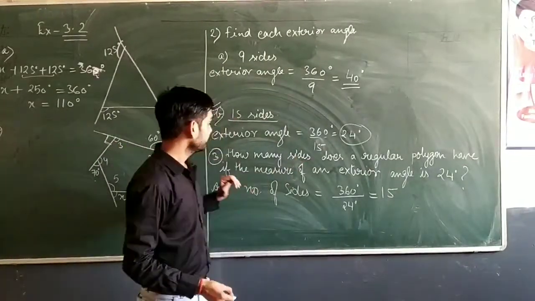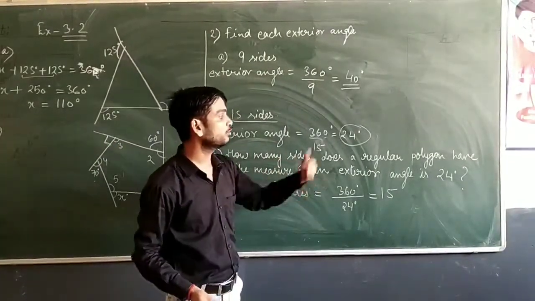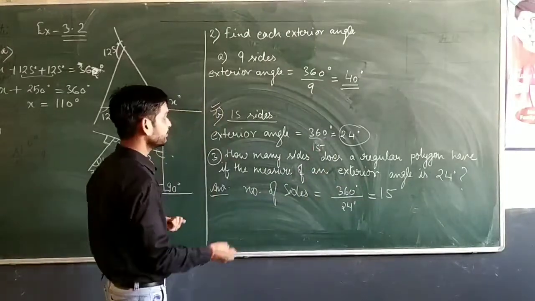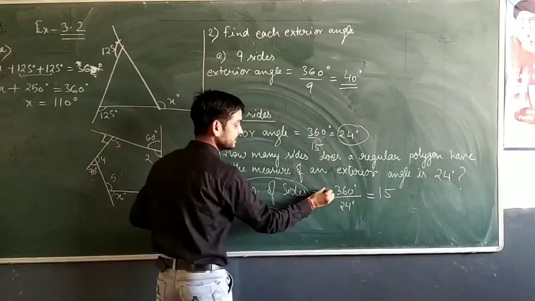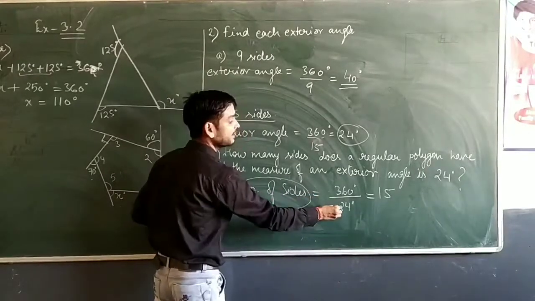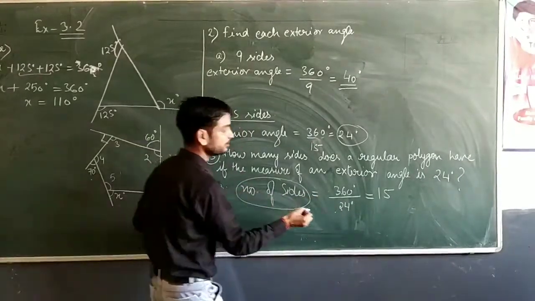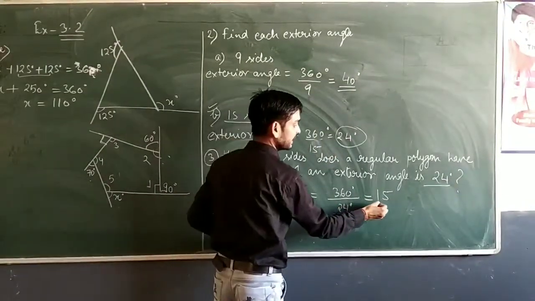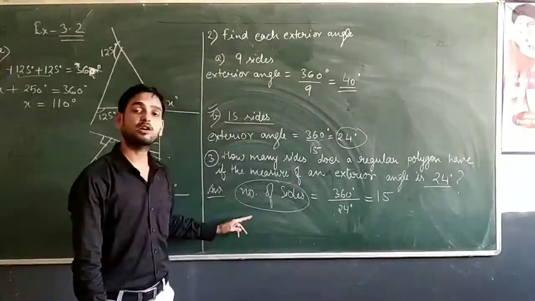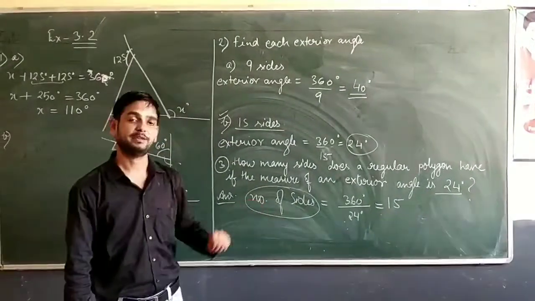Let's see question number 3. We have to find the number of sides of a regular polygon. Similarly, the formula is the same. Number of sides equals 360 upon the angle. The angle given in this question is 24 degrees. So 360 upon 24, that means 15. So the number of sides of this polygon is 15.